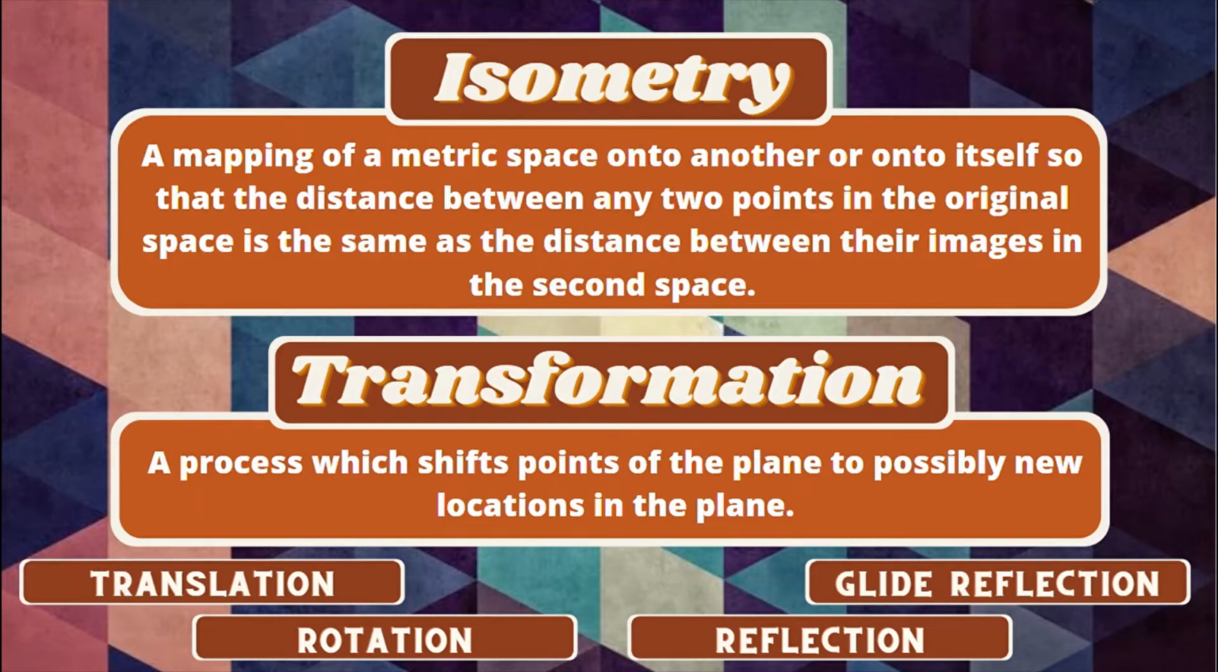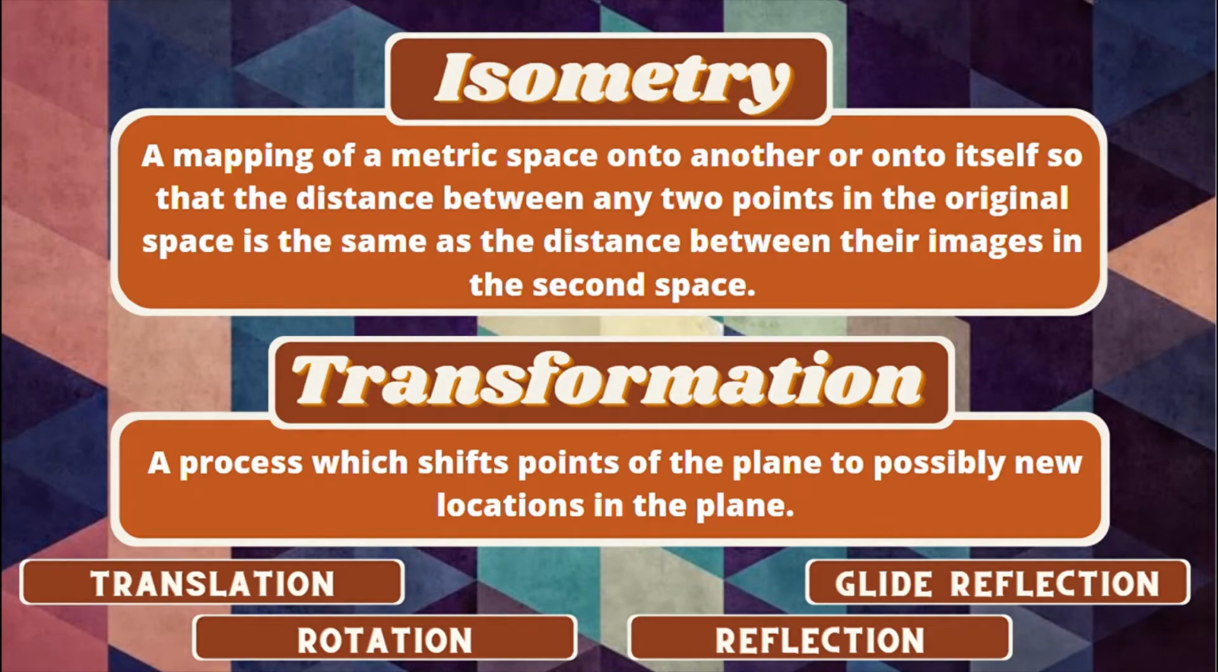Just to make this into a clearer perspective, a transformation is defined as a process by which the points are shifted in the plane to possibly new locations in the plane. There are various ways for two-dimensional figures to move places around the plane, but only four types of isometries are possible, namely translation, rotation, reflection, and a glide reflection. These transformations are also known as the basic rigid motions.